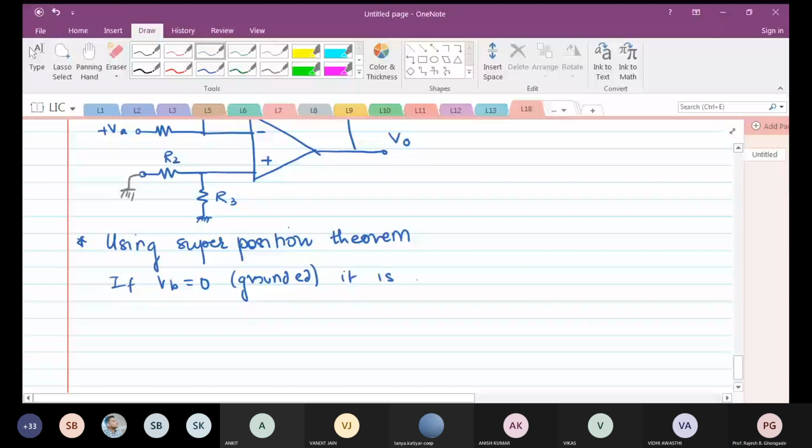Simple potential divider equation. If you're not able to tell me what the potential divider equation is, I don't know. I'm surprised as to how you will understand the other things.